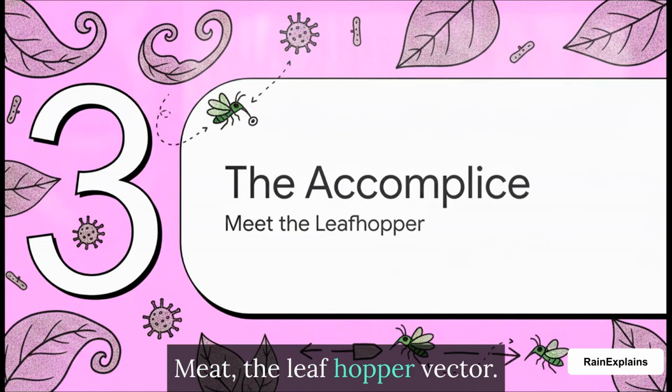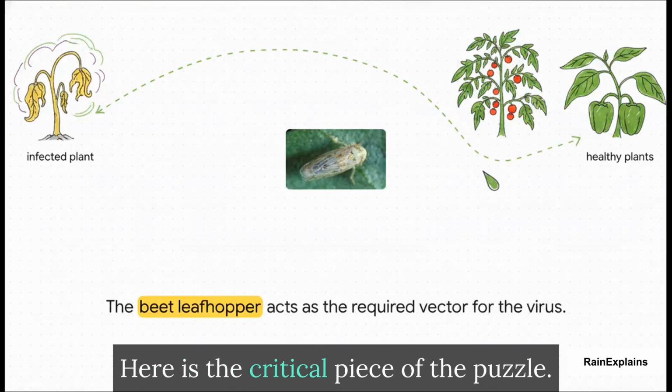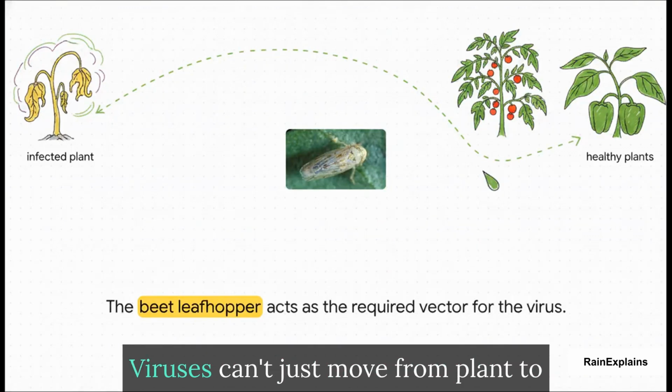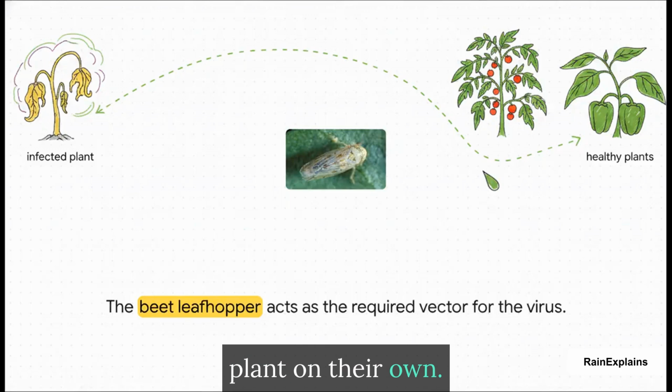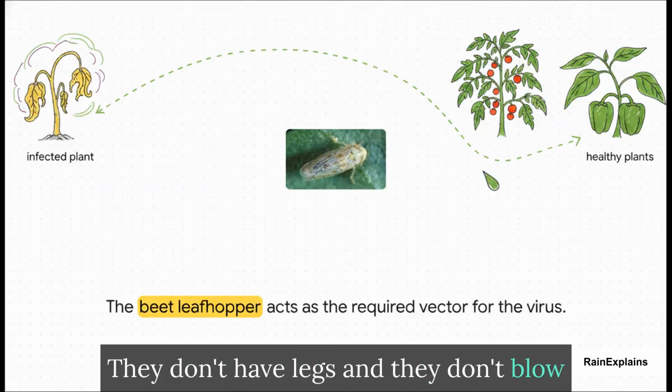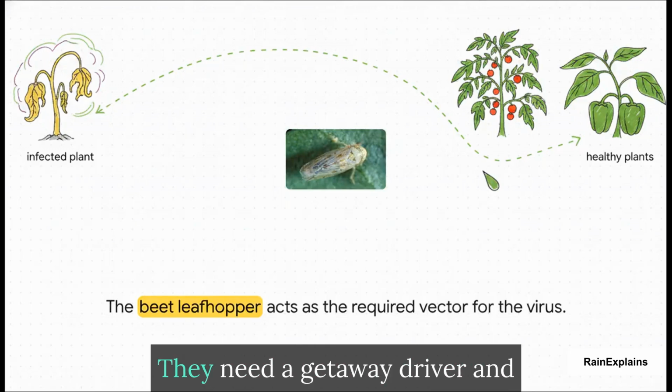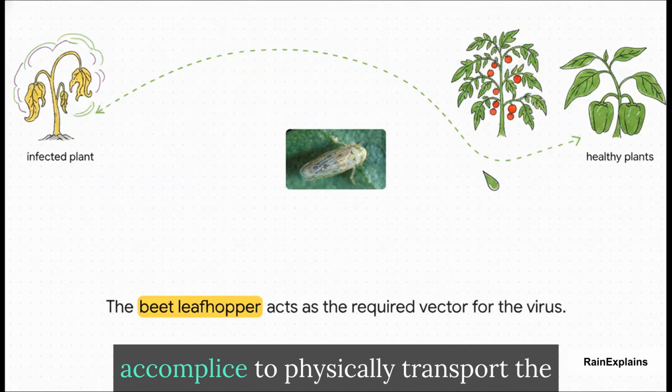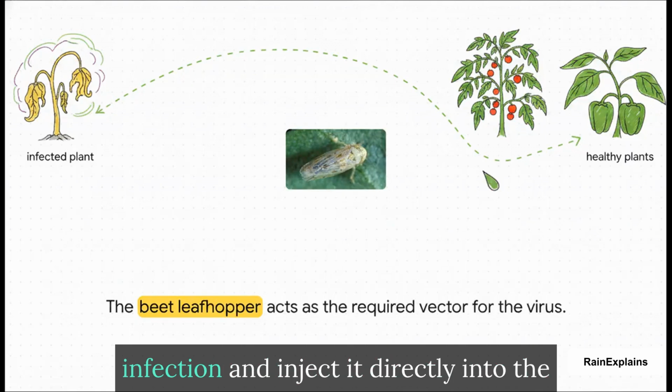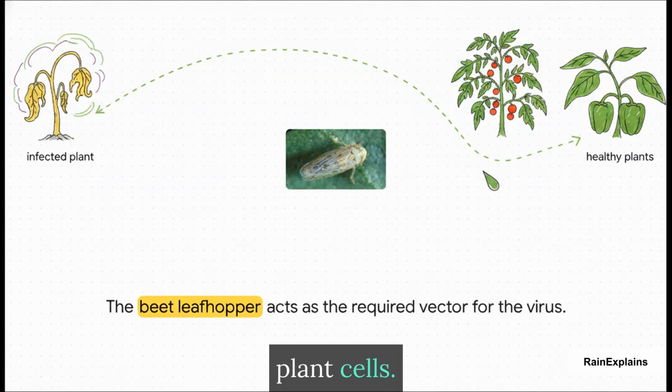Section 3. The Accomplice. Meet the leafhopper vector. Here is the critical piece of the puzzle. Viruses can't just move from plant to plant on their own. They don't have legs, and they don't blow in the wind like fungal spores. They need a getaway driver, an accomplice, to physically transport the infection and inject it directly into the plant cells.